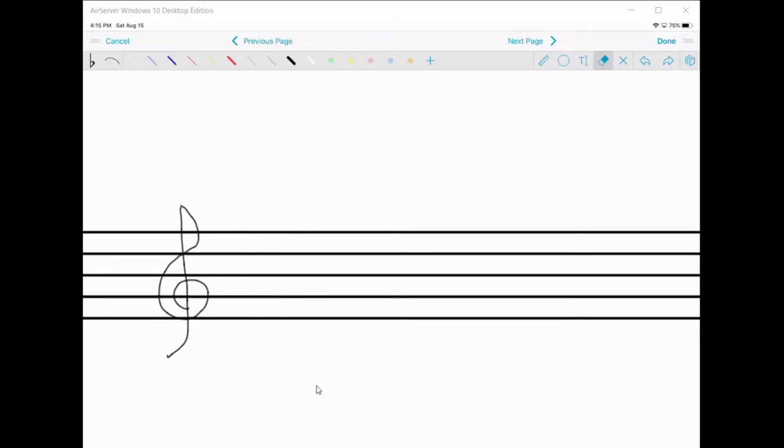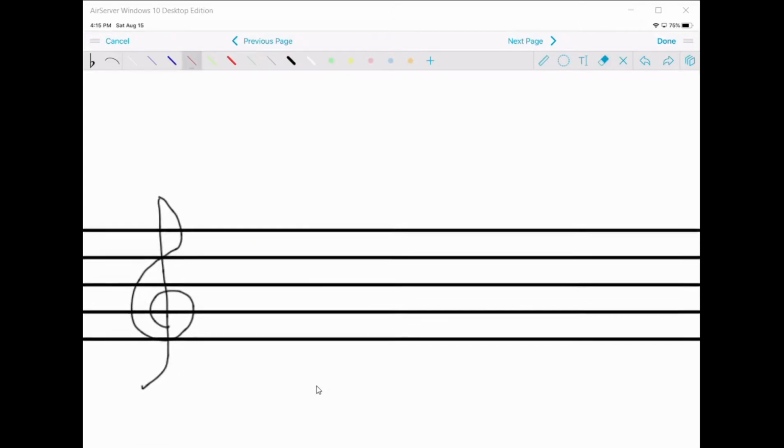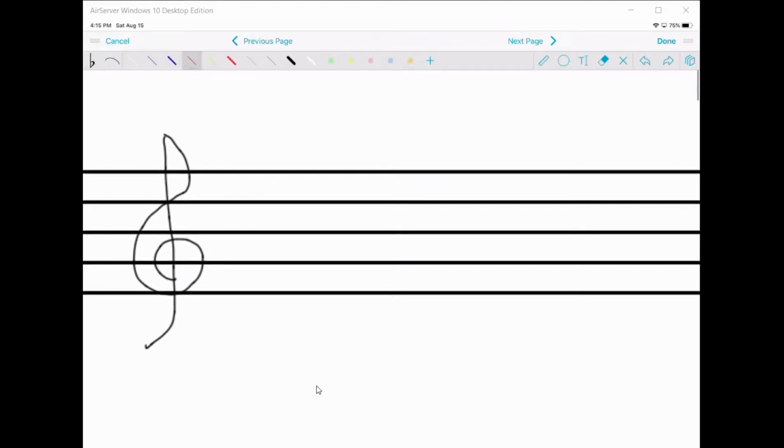And for the treble clef, those are as follows. We have E, G, B, D, and F. So you might have heard the mnemonic device before: Every Good Boy Does Fine. And then the spaces in between are F, A, C, E, face.